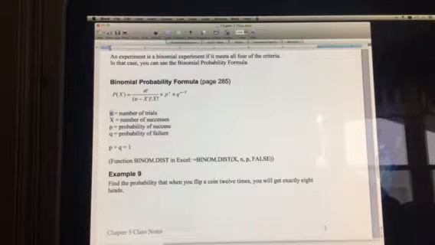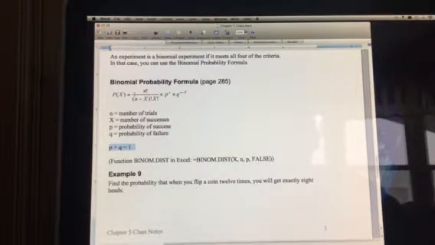N is the number of trials. How many times do we execute the experiment? X is the number of successes that we're looking for. P is the probability of success on one trial. Q is the probability of failure, again, on one trial. Important thing to note, for this to work, P plus Q must equal 1, because we have to be able to boil it down to two outcomes, so probability of success plus probability of failure has to total 1.